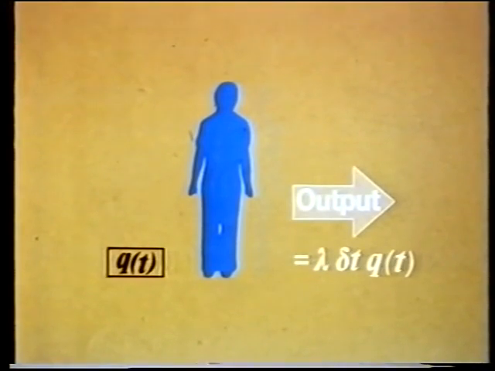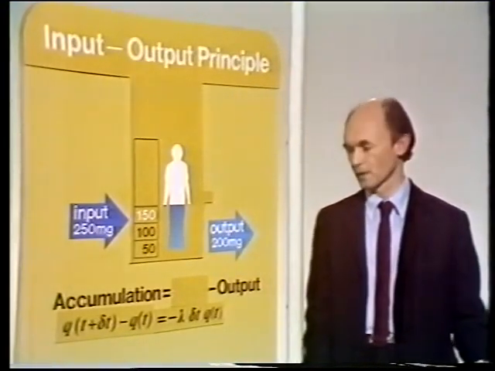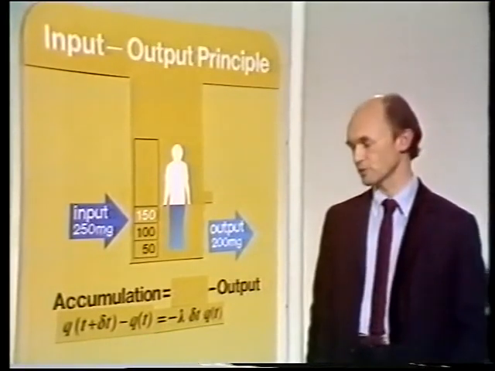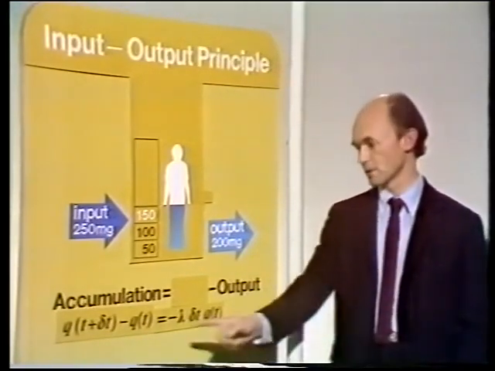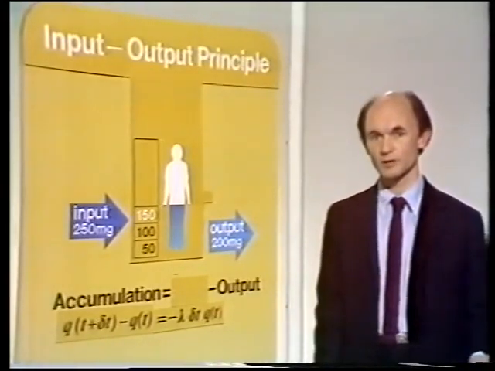Let's write it out in symbols. This is what it'll look like. Now, I've also assumed that the output is proportional to delta t, because the longer the time interval, the more output there will be. And finally, our constant of proportionality, lambda. So that's the mathematical model. And in setting it up, I've used, first of all, the input-output principle to get the left-hand side, and on the right-hand side, an assumption about proportionality.